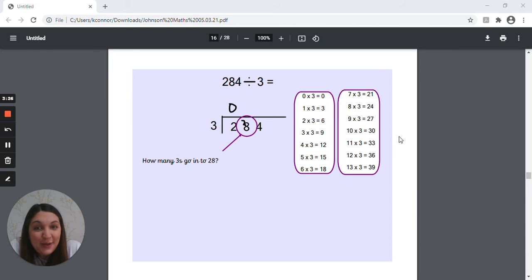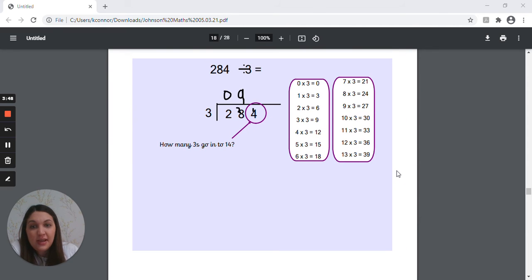Look, we can see the closest we can get is 9 times 3, because that gives us 27. So we would put 9 on top, and then we'd think, how many are left over then? I've managed to get to 27. I needed to get to 28, which means there's 1 left. So we would put 9 on top and then carry the 1 next to the 4.